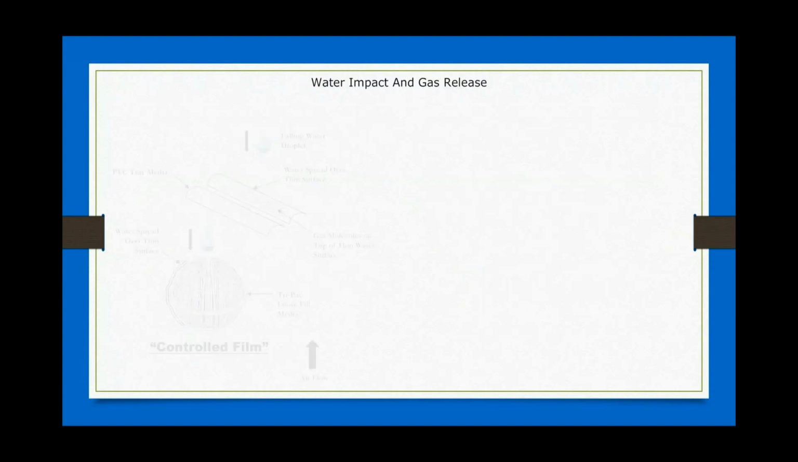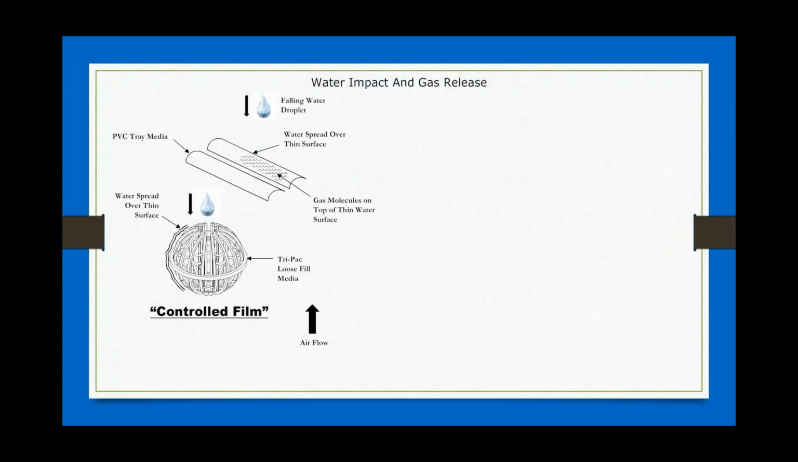Water impact and gas release. I'm going to talk about controlled film here for a second in two different types of packing. You'll see at the top the PVC tray media, and you'll see below just a drawing of a tri-pack or a ratchet ring. The controlled film is like taking the water droplet and spreading it very thin over the surface. So in both types of packing, you accomplish this by having water spread over the surface area, making a controlled film to allow the dissolved gases to come to the surface of the water.